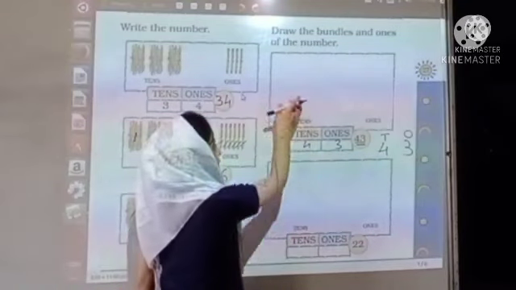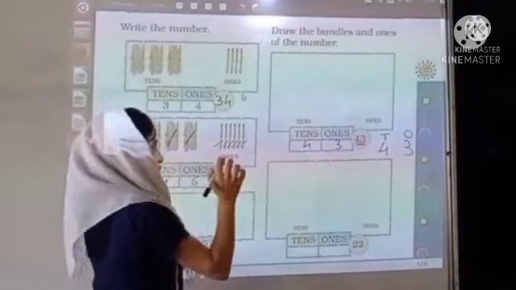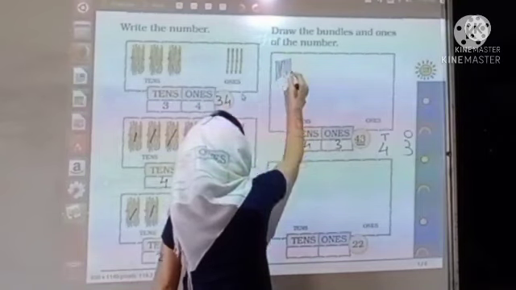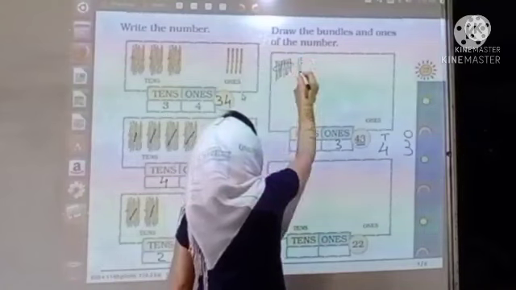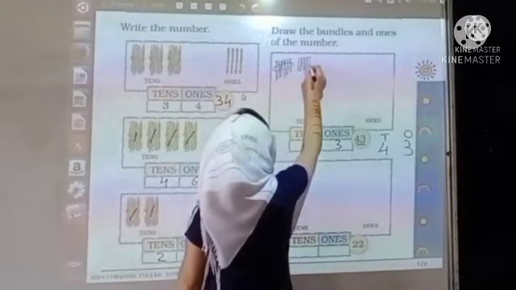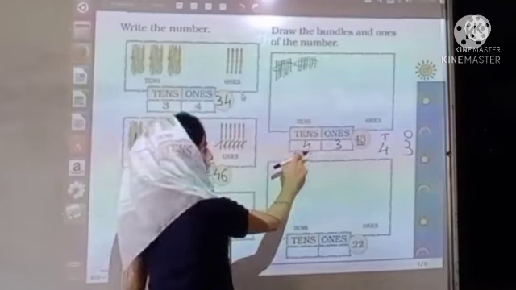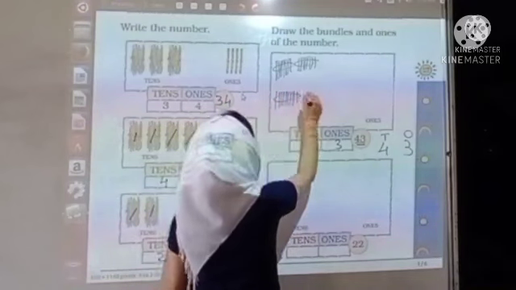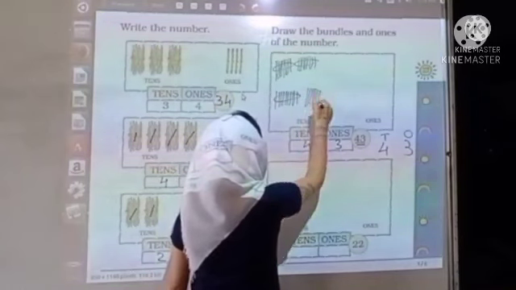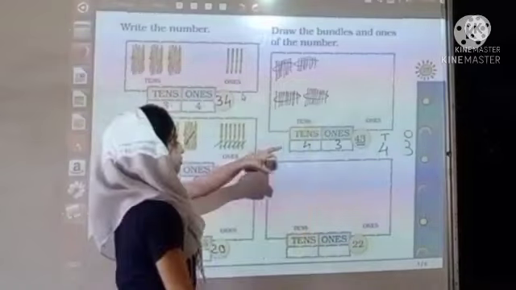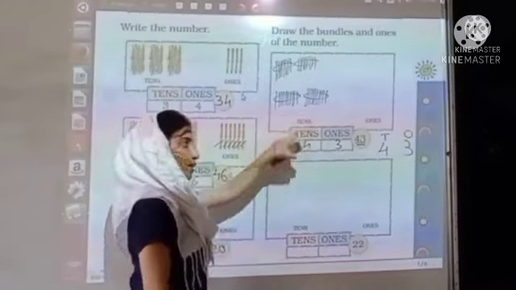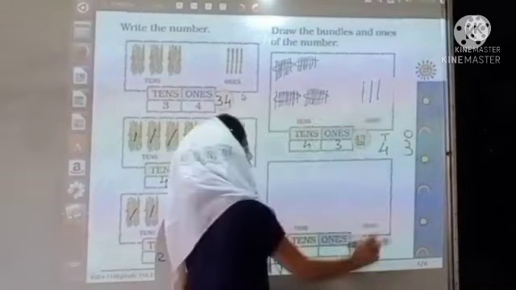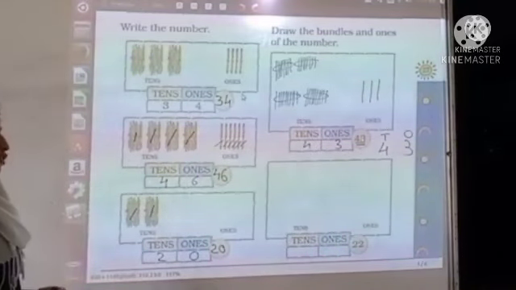So how many tens? 4. So here we have to draw how many bundles of 10, students? 4. So you have to draw that here too. 1, 2, 3, 4, 5, 6, 7, 8, 9 and 10. One bundle of 10, then 1, 2, 3, 4, 5, 6, 7, 8, 9, 10, 2 bundles. How many bundles to draw? 4. So we have to draw 4 tens, that means 4 bundles of 10, 10 each, right? And the ones place has 3. So in the ones place you have to draw 1, 2 and 3 sticks like this. Yes or no students? Understood?